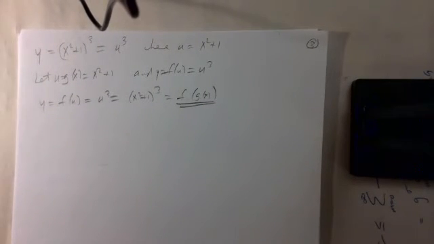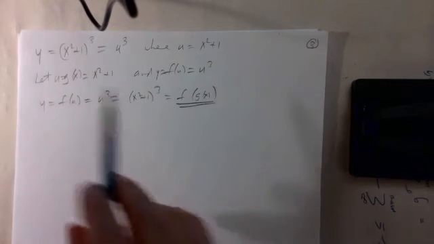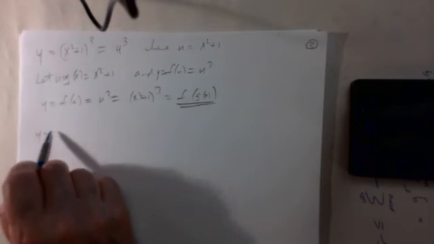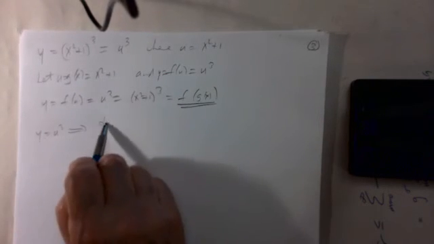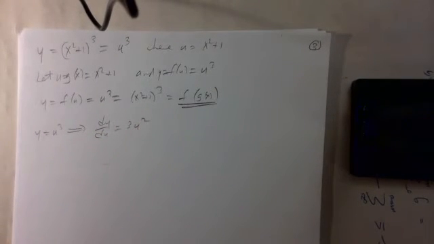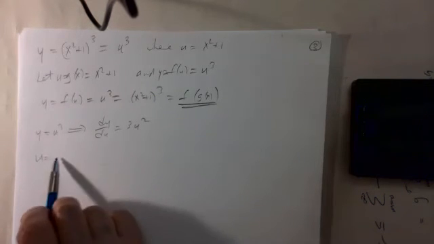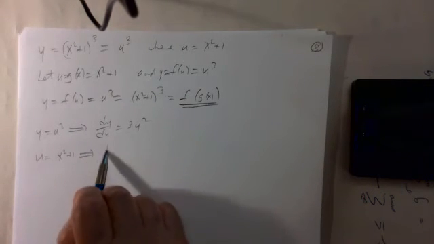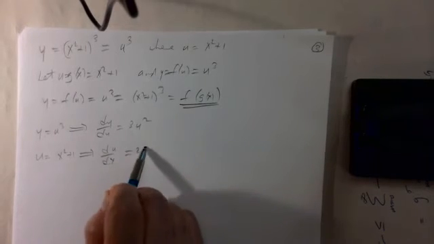Right? Any questions about this? This is the first step. This is before we get to use the chain rule. This is just decomposing this function as a composite function. So if y is u cubed, if we differentiate y with respect to u, we get 3u squared. And if u is x squared plus 1, when we differentiate u with respect to x, we get 2x.